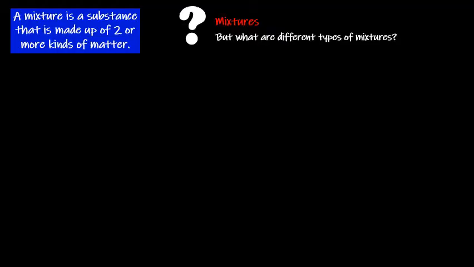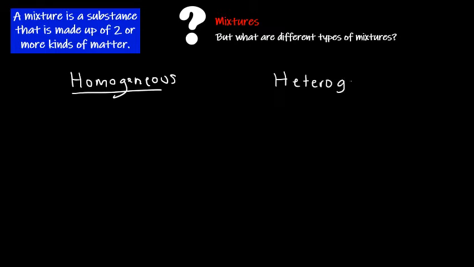In this video, we're going to talk about the difference between a homogeneous mixture and a heterogeneous mixture. But what do you think the difference is between these two types of mixtures? A homogeneous mixture has visibly indistinguishable parts. All you could see is one clear solution. In a heterogeneous mixture, you can see multiple distinguishable parts.